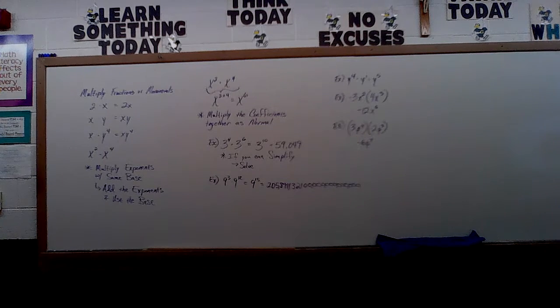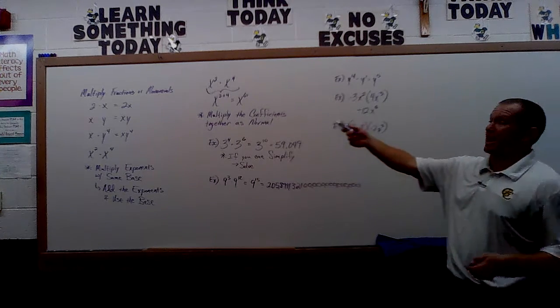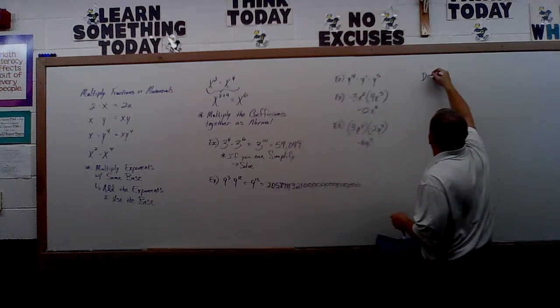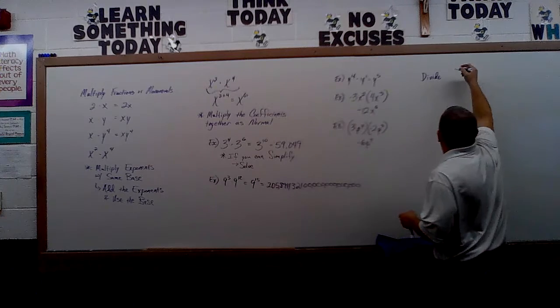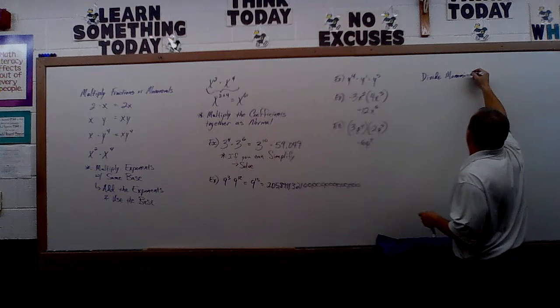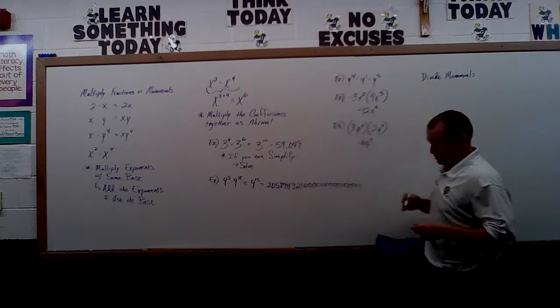Piece of cake, right? Any questions on any of that? You want to see any more examples of those kind? Okay, so if we can multiply fractions or monomials, we should probably be able to divide. So we're going to try to divide monomials, and this is where we're going to include our fractions, right?